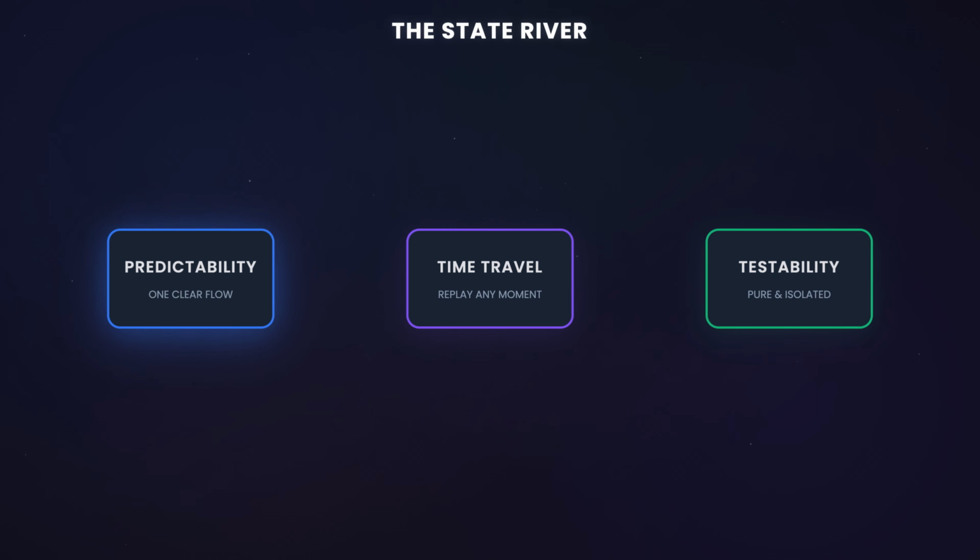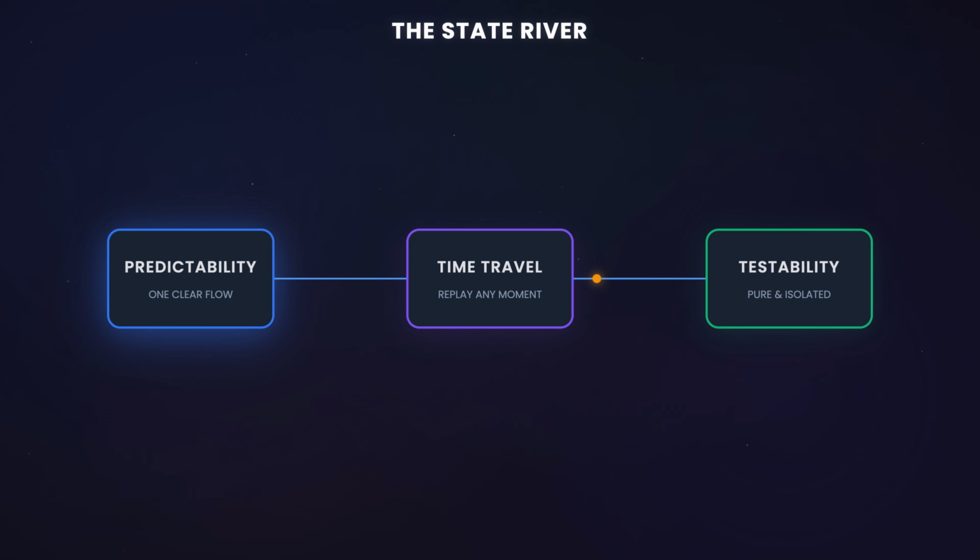Why this whole ceremony? Three huge reasons. First, predictability. Every state change flows through the same path, making debugging trivial. Second, time travel debugging. You can replay actions to see exactly how your app reached any state. Third, testability. Pure functions with no side effects are incredibly easy to test. Redux brings order to the chaos of state management.